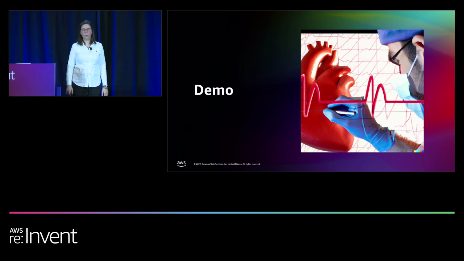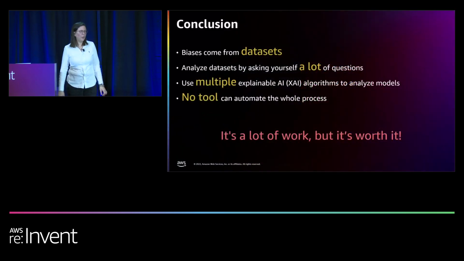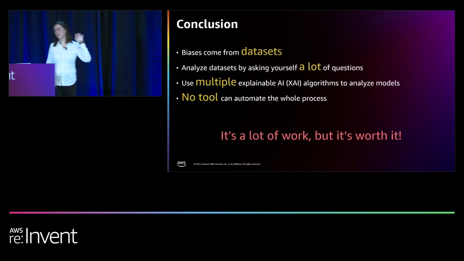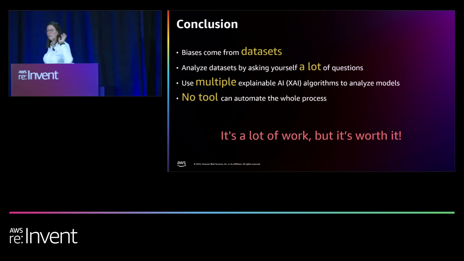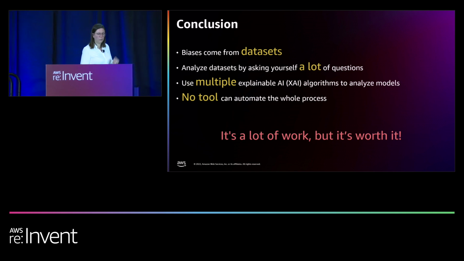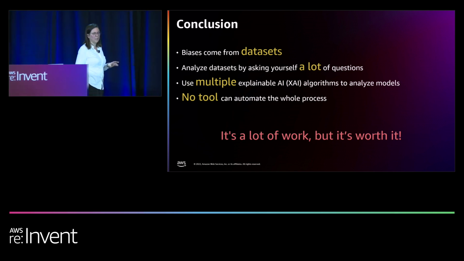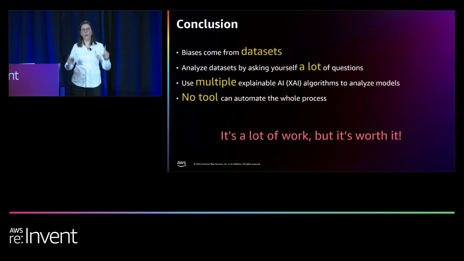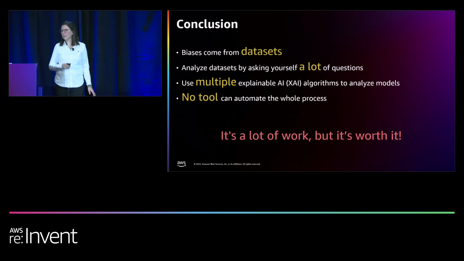To conclude, what is important? First, biases don't come from the data scientists, they come from the data set. Okay? It's very important to understand that. So, analyze the data set by asking yourself a lot of questions, and a lot is very important. Don't do something very quickly, just saying, oh, okay, it will be okay, it seems to be correct, and don't pass the data understanding step.